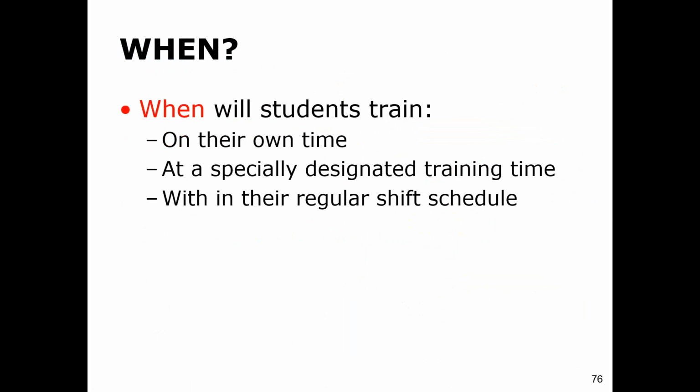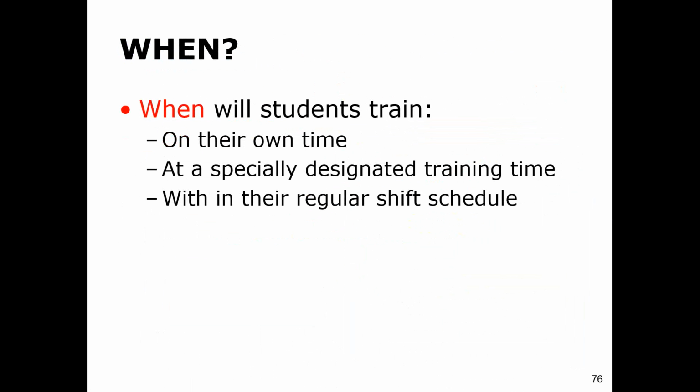So that's about the what. Now let's look at the when. And when and where go hand in hand. We need to consider when students will train. You have multiple options. You can have people train on their own time if you have a voluntary program, or you can have a designated training time within their schedule. You can do it on demand, but you need to have a policy in your manual that specifies when students are going to be training.